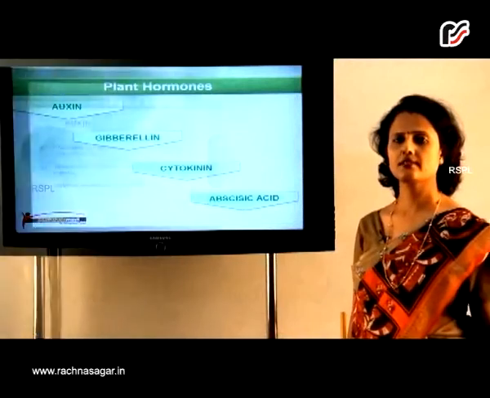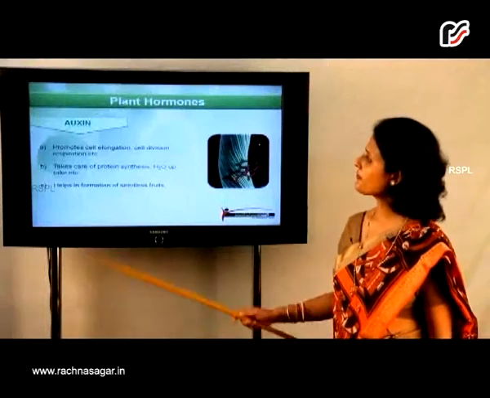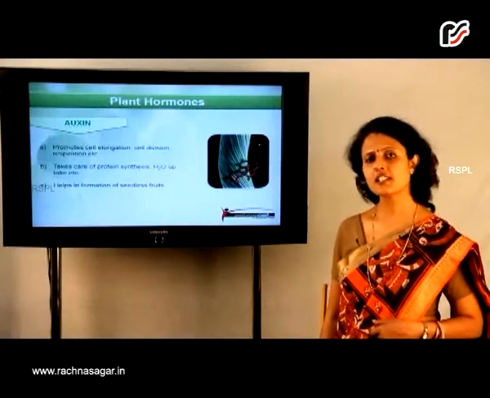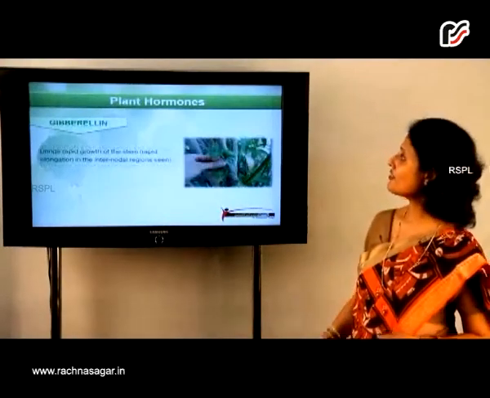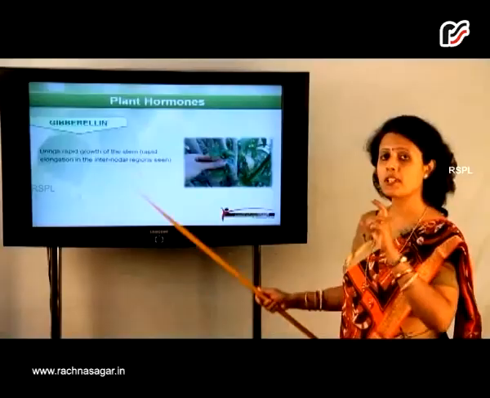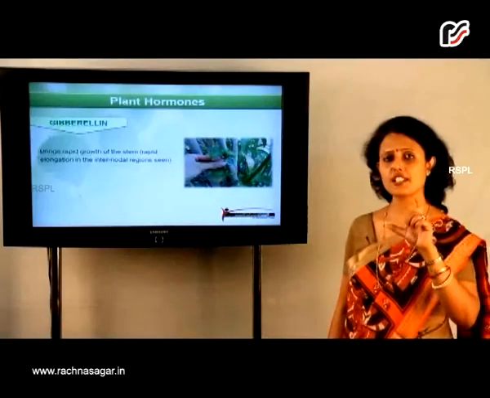These are the hormones. Now let's study the functions of the hormone auxin. Auxin promotes cell elongation, cell division and respiration. It takes care of protein synthesis and water uptake within the plant body. It also helps in the formation of seedless fruits. Next, we have the function of the next hormone, gibberellin. It's a hormone which brings about rapid growth of the stem. Especially children, it shows rapid elongation at the internodal regions of the stem.